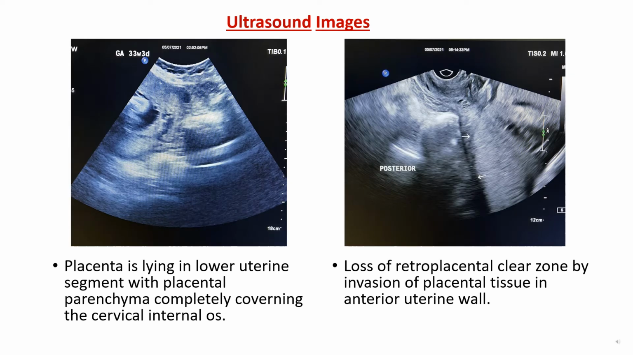Ultrasound images showing placenta lying in lower uterine segment with placental parenchyma completely covering the cervical internal os and loss of retroplacental clear zone by invasion of placental tissue in anterior uterine wall.